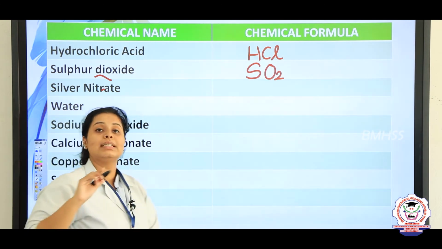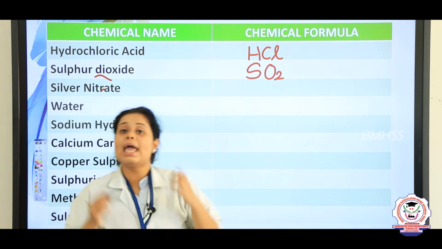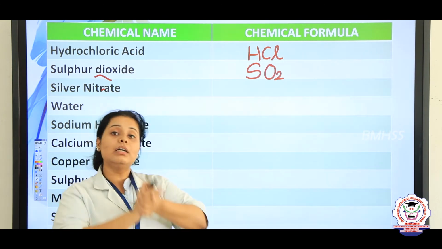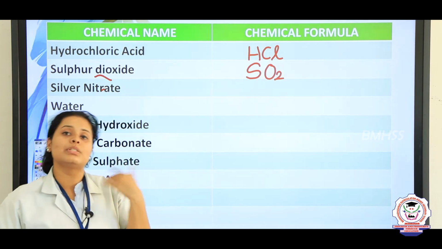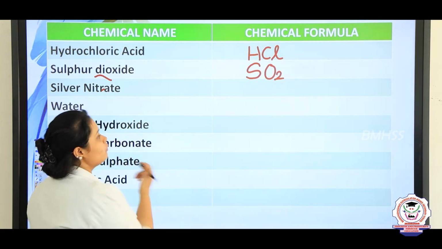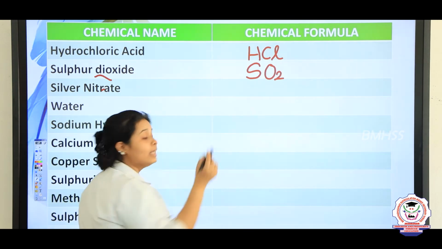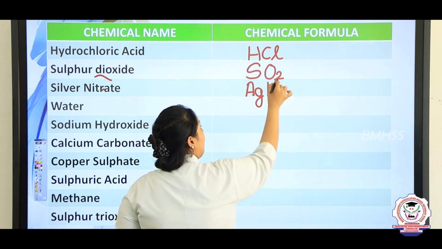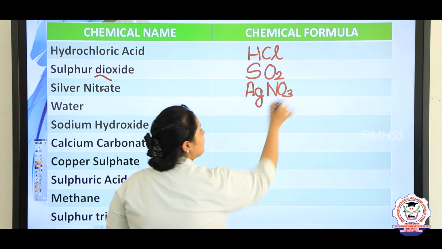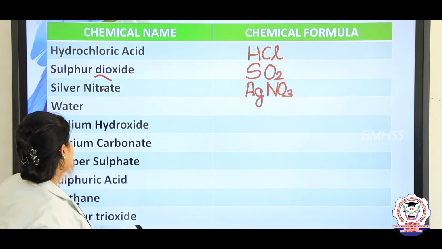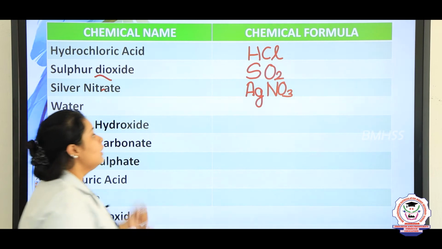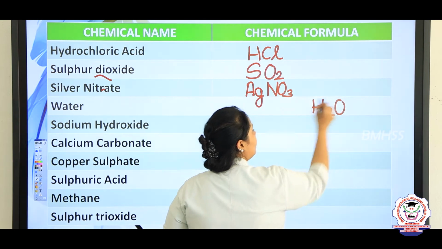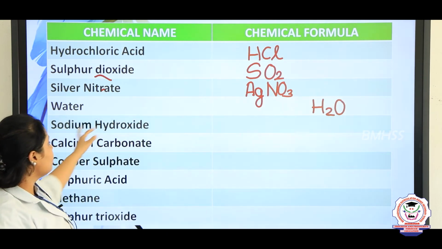In the same way, silver nitrate. Here, children, one thing is different. Nitrate is not N, it is NO3, because it's a radical which is present in a different combination, but about this we are going to study in the next video. So let me write the formula of silver nitrate: silver is written as Ag, so it is AgNO3. In the same way water, I told you that water is present in the form of H2O.